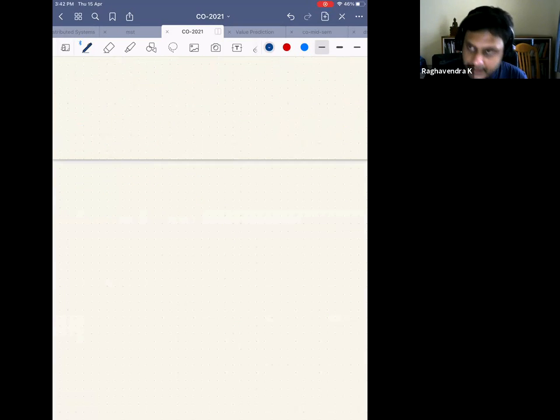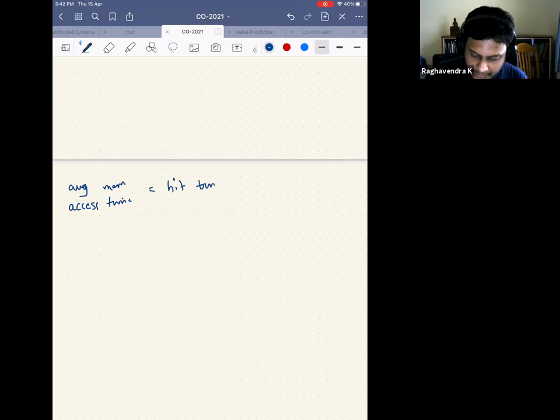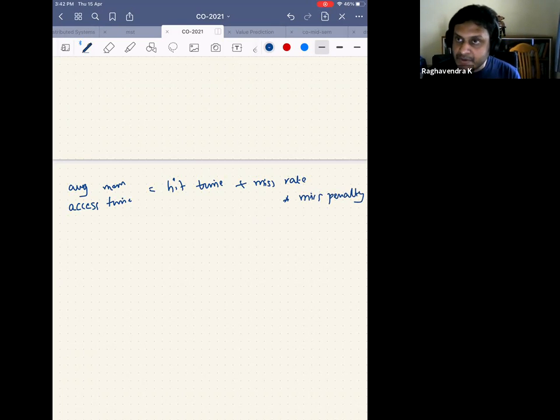Then we also saw in the last class an equation. We saw that average memory access time is equal to hit time plus miss rate into miss penalty. What is hit time? Hit time is the time it takes to search in the cache and read the data. So I am assuming that it includes both.